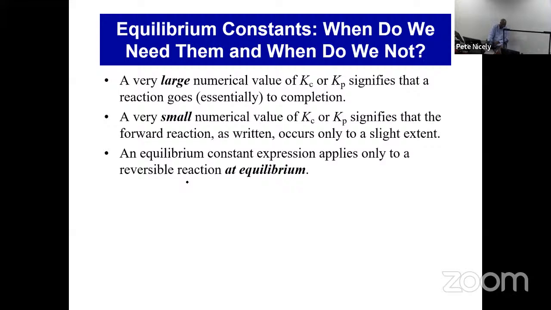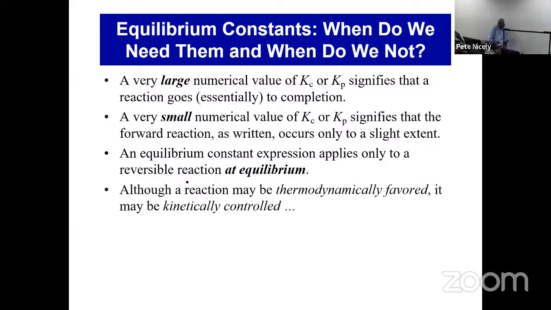Another thing I want to say here is that the equilibrium constant expression applies only to a system at equilibrium, right? So if a system is not at equilibrium, then we cannot write down Kc is equal to the concentration of products over reactants. We have to use a different term, which we're going to meet later on.